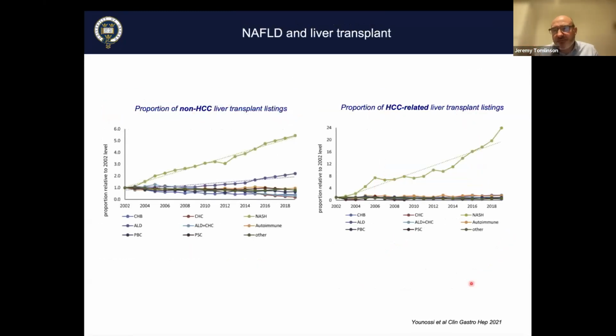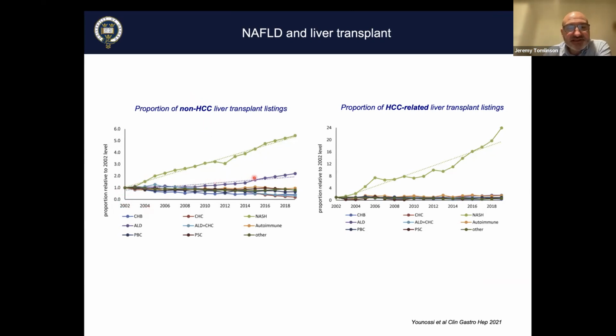But how big a problem is it? People will say in our diabetes clinics, well, I'm not seeing patients with jaundice and very advanced liver disease. But this, I think, is quite striking data published relatively recently. It tells us about the number of transplant listings, so these are patients being listed for liver transplant. It's divided up here into those patients who are listed who don't have a liver cancer, so that might be that their liver is failing for whatever reason. And it's all set relative to the numbers of cases in 2002, so it's a 20-year interval here.